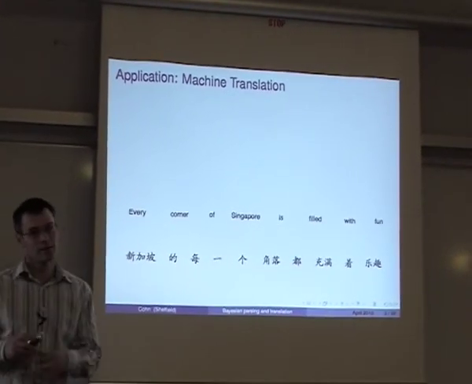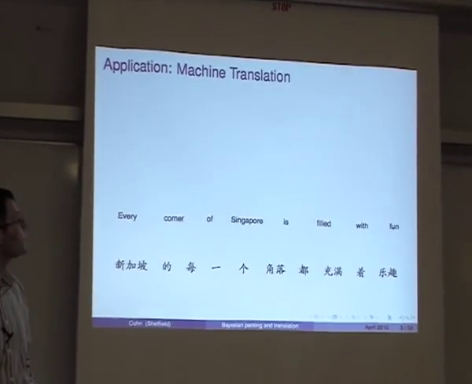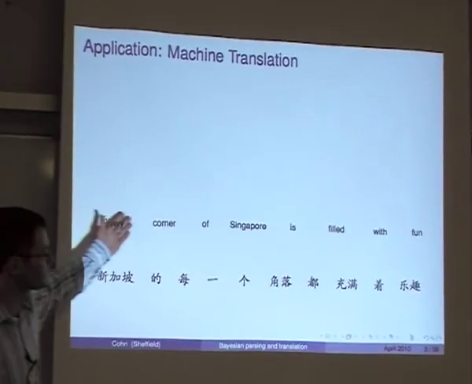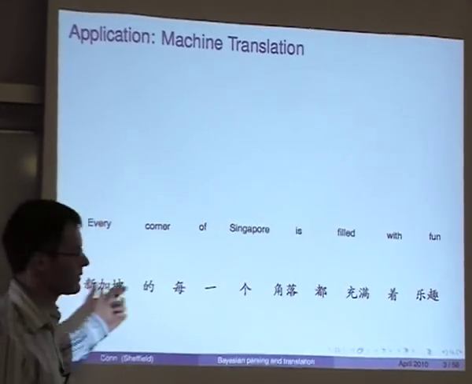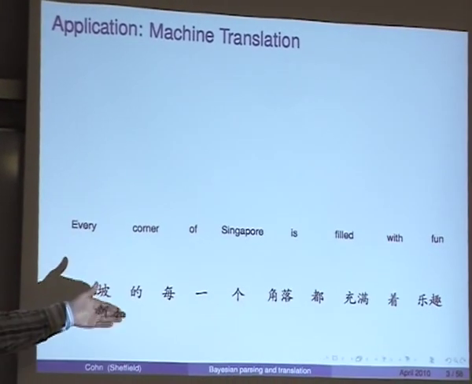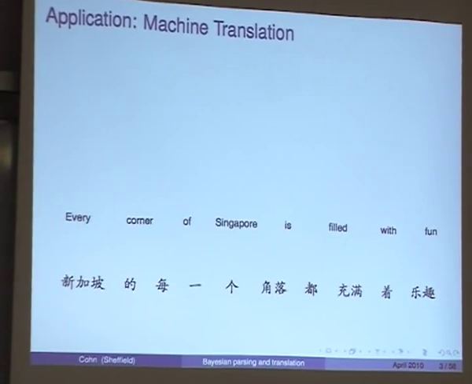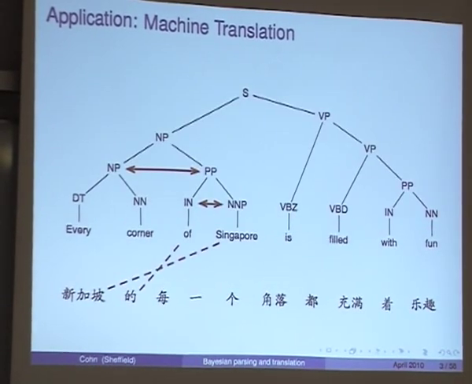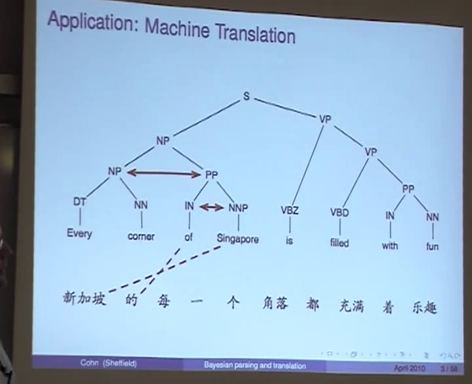One of the end-user applications of NLP is machine translation. We've got a sentence, say, in English. We've got the same sentence in Chinese, and what we want to learn is to translate English into Chinese or Chinese into English from this kind of corpus. And if we were to know the syntax, then that can really help us to do the translation.